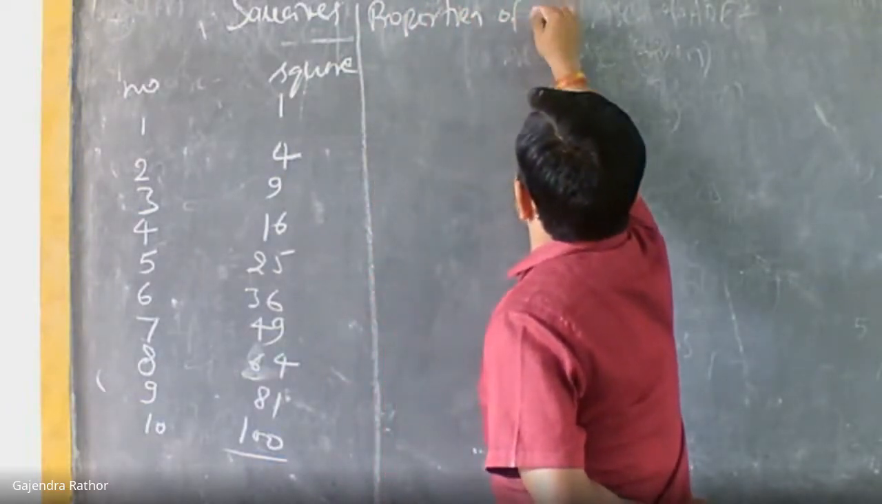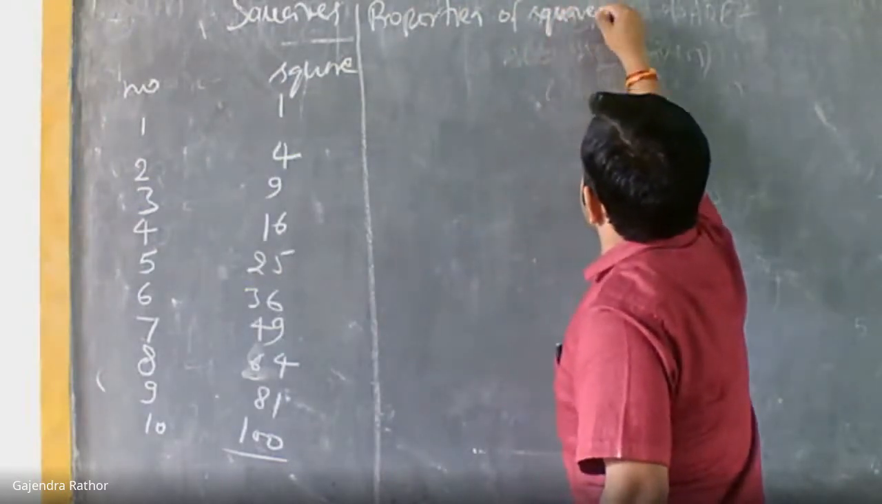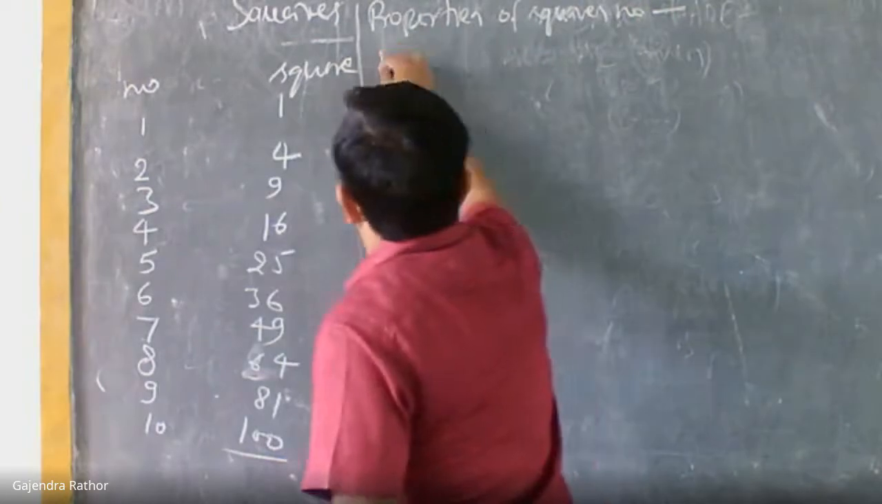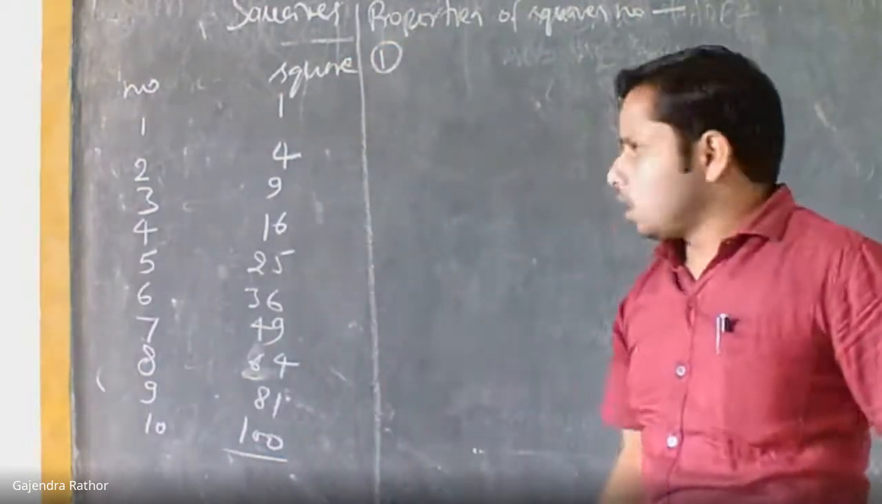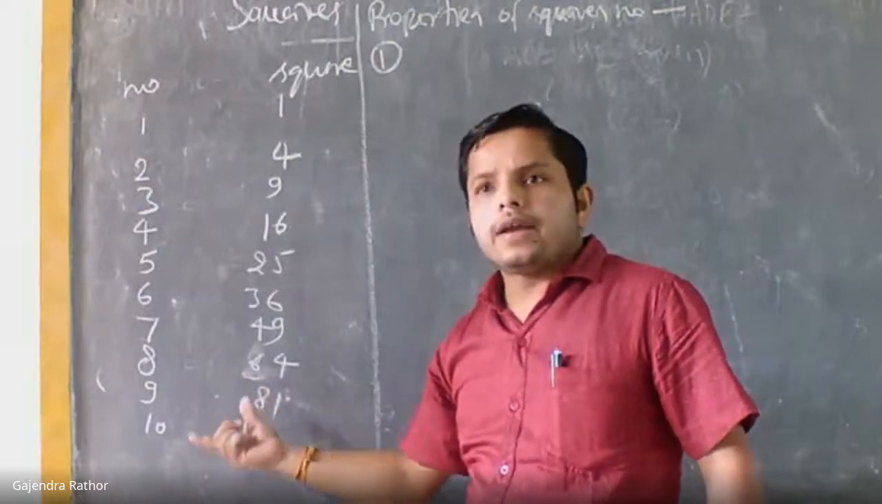Properties of square numbers. The first property: by observing this table, we can find out the unit place.